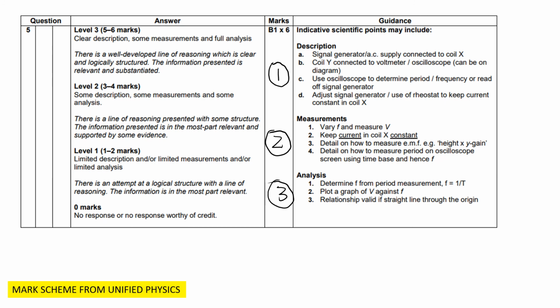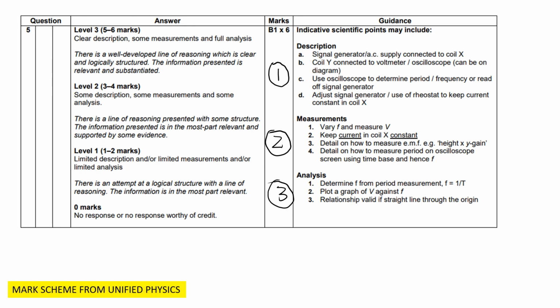So the description would be to say signal generator, AC supply connected to coil, coil Y connected to voltmeter or oscilloscope, use oscilloscope to determine period, adjust signal generator or use of rheostat to keep current constant, and then the measurements. You vary f, you measure V, you keep the current in the coil constant. How would you measure EMF? For example, height against Y gain on the oscilloscope. Detail on how to measure period on the oscilloscope screen using time base, hence f.